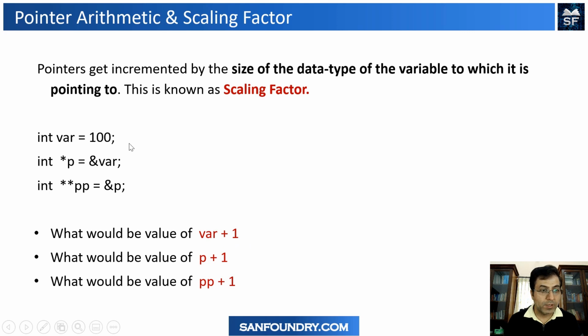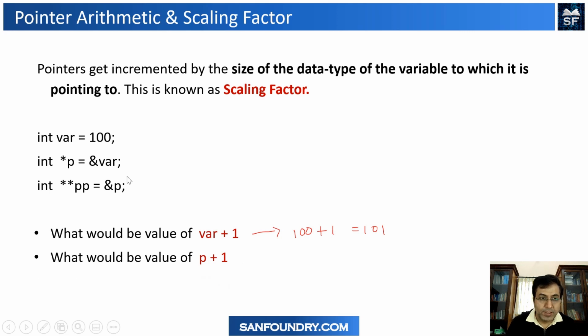We already know that var has the value 100. So when you say 100 + 1, the answer would be 101. This is the answer. I think this is fine because we are doing integral value addition and subtraction. So that's perfectly fine. Let's look into something else now. What should be the value of p + 1?